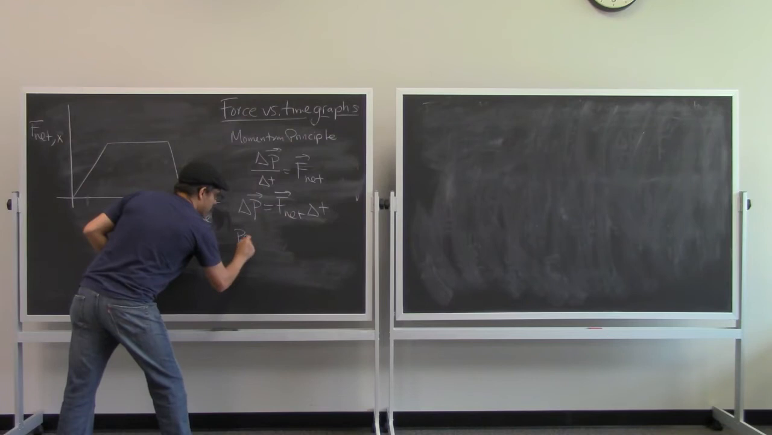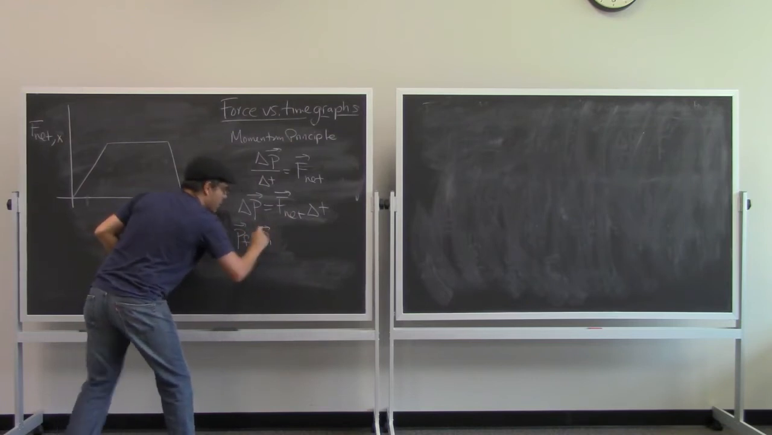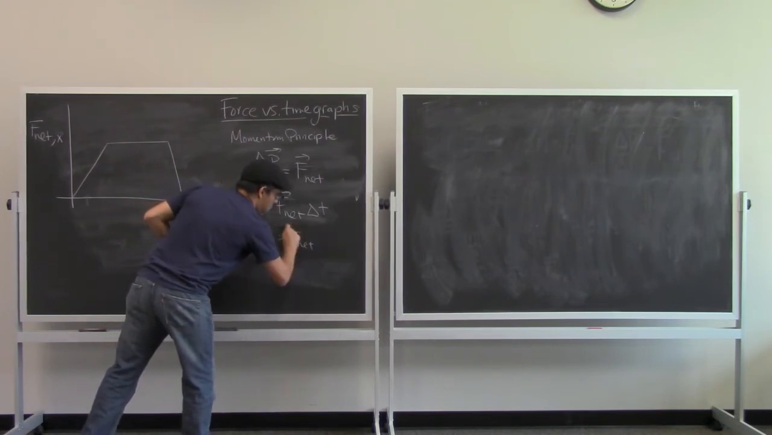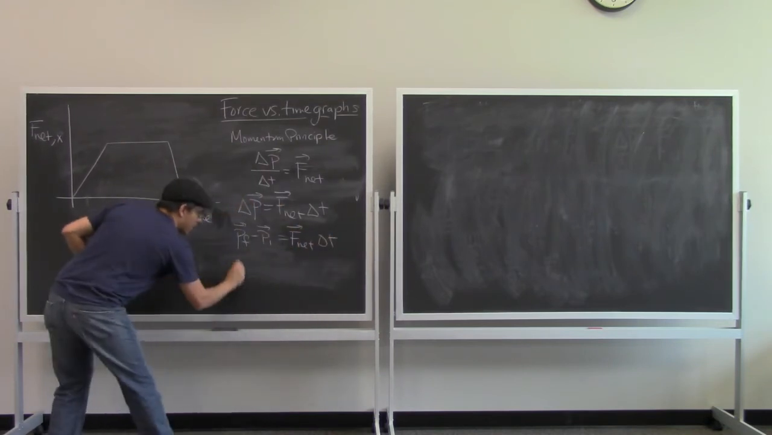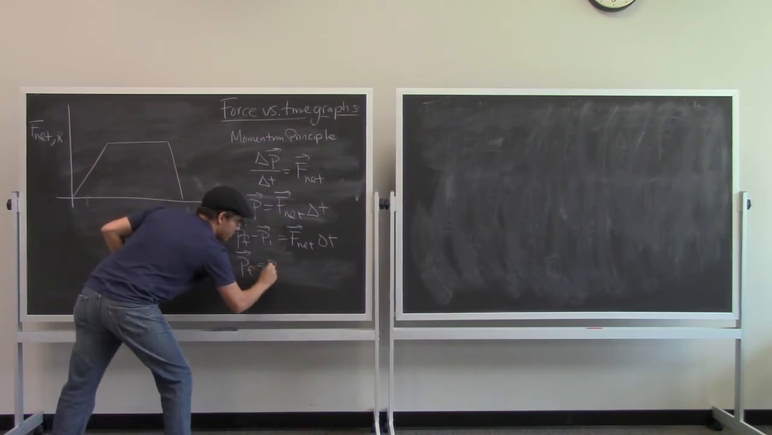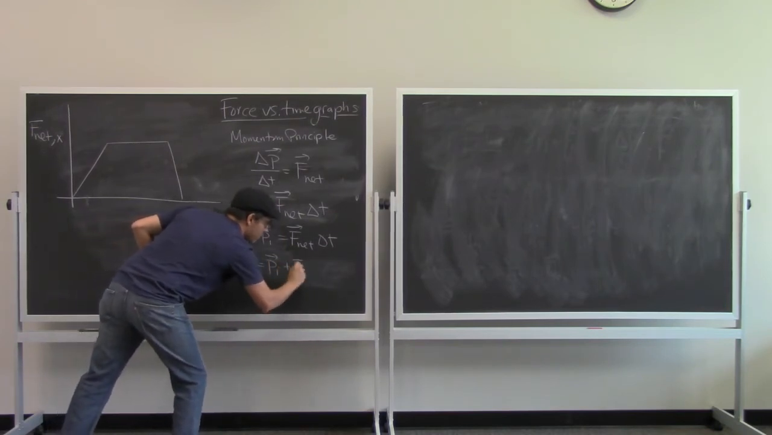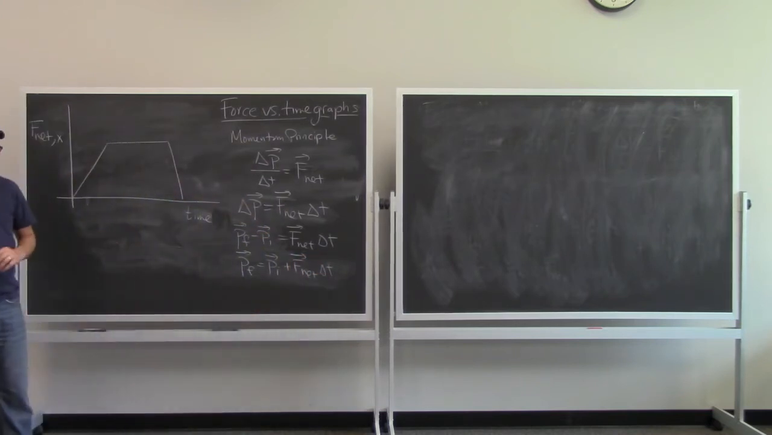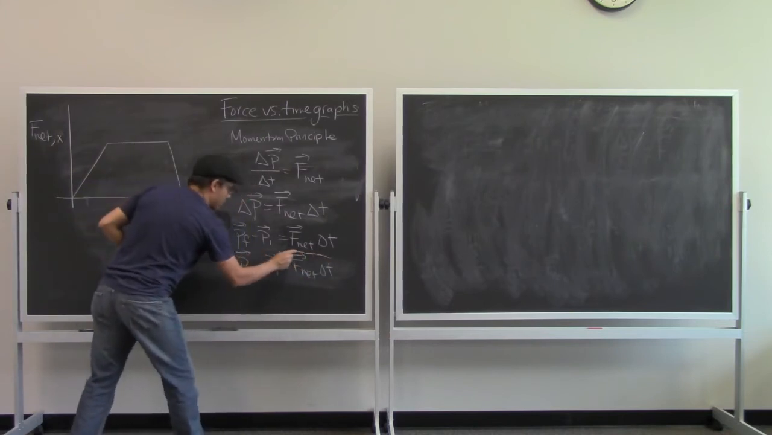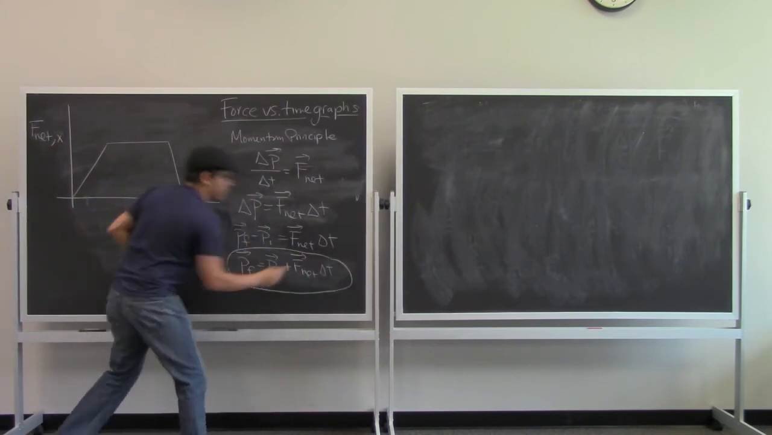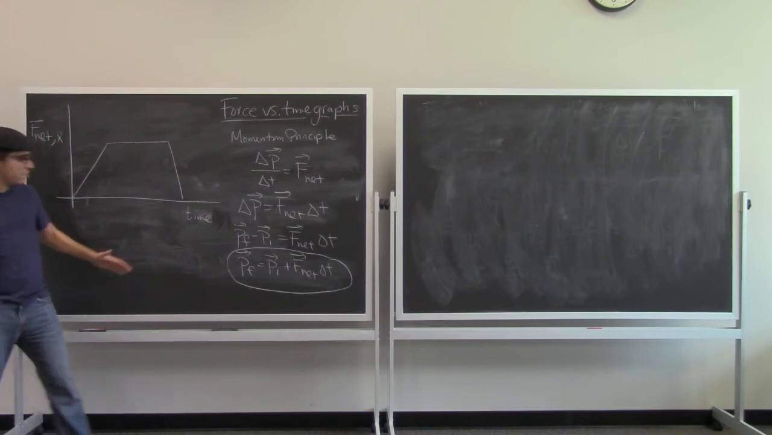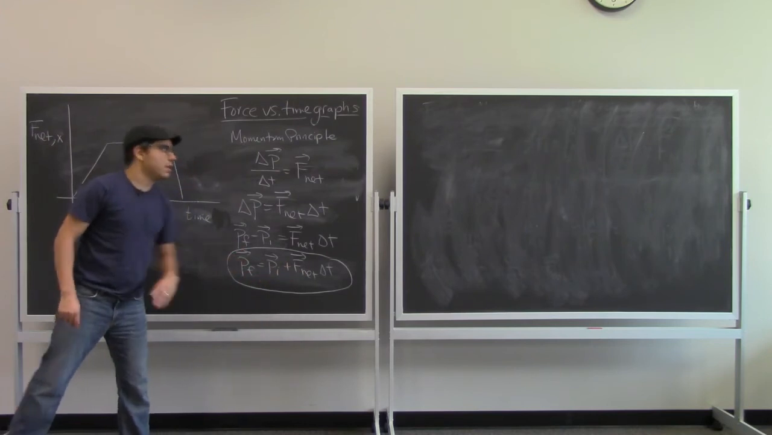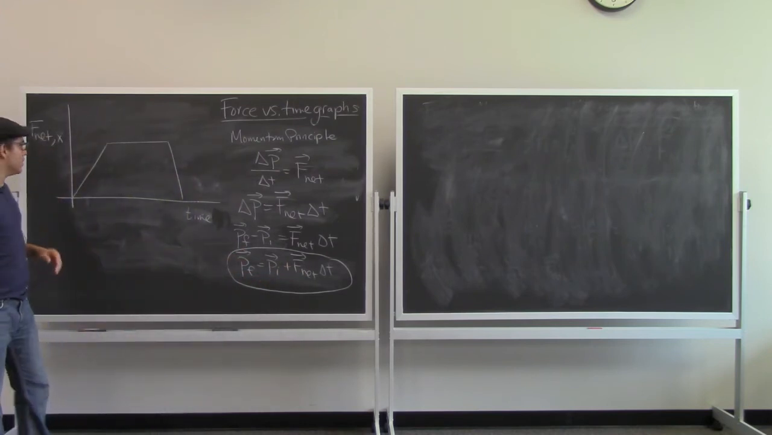We can decompose the change into the difference between two vectors. And we get a way of predicting the final momentum given the initial momentum plus the net force times the time interval. Okay? So this form right here is what we would call the update form of the momentum principle. It allows us to predict in the future what the momentum is going to be given what it is now and the net force that acts on the system.